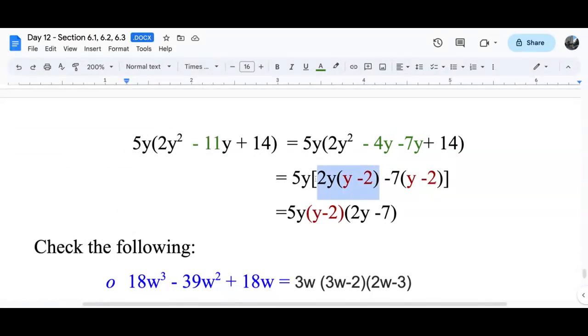Then we factor again, right? We put these 2 in a group, we put those 2 in a group, then factor the common factors. Then we see y minus 2 is a common factor. So 5y, y minus 2. Then we see 2y left for this, and minus 7 left for this. So we have 3 factors. This trinomial will have 3 factors.